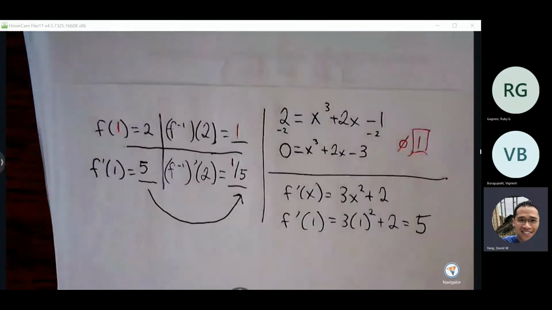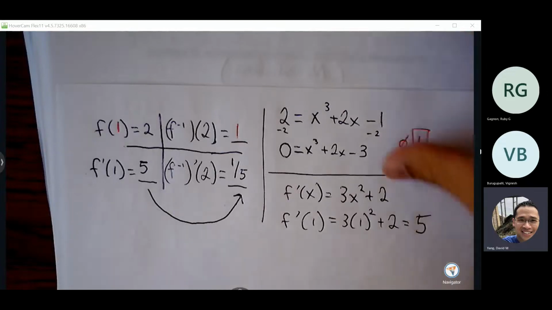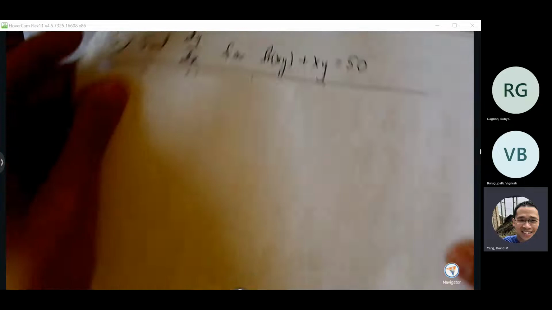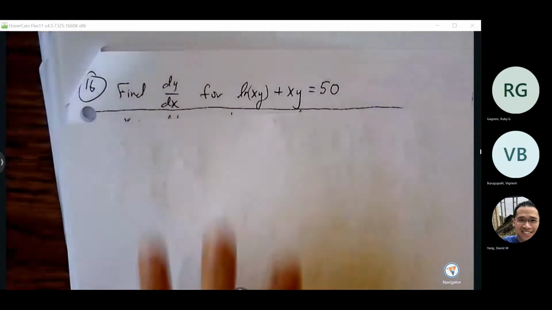All right, let's do an implicit problem. All right, copy this down.